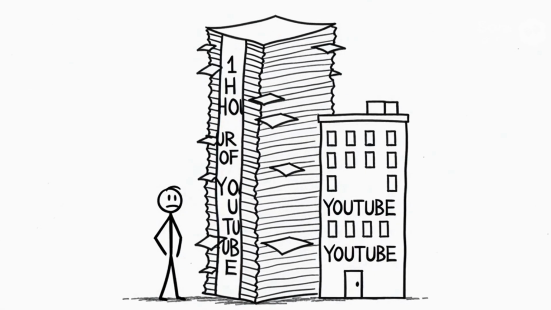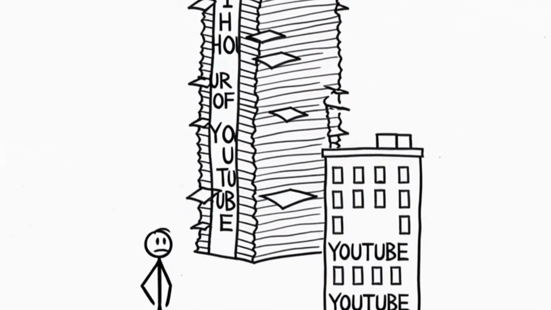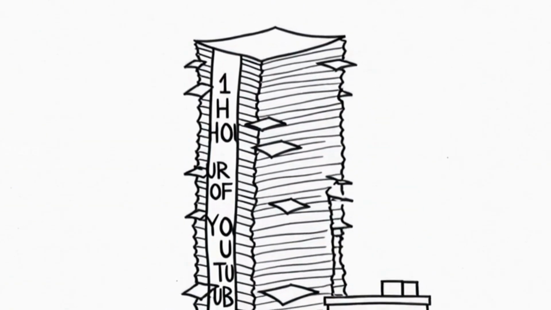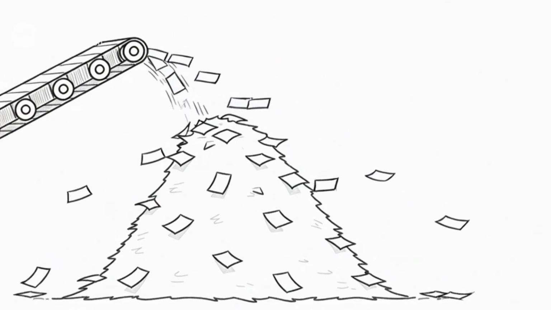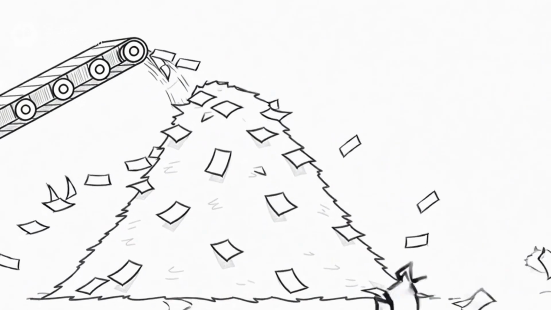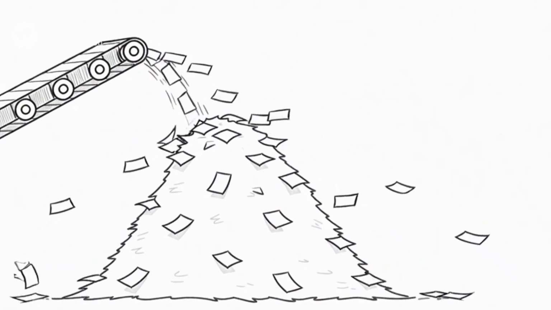To print 1 minute of video in full HD, you'd need 3,600 sheets of colored paper. That's a stack 36 centimeters high. 1 hour-long YouTube video is a paper tower 21 meters high. And 500 hours of video are uploaded to YouTube every minute.